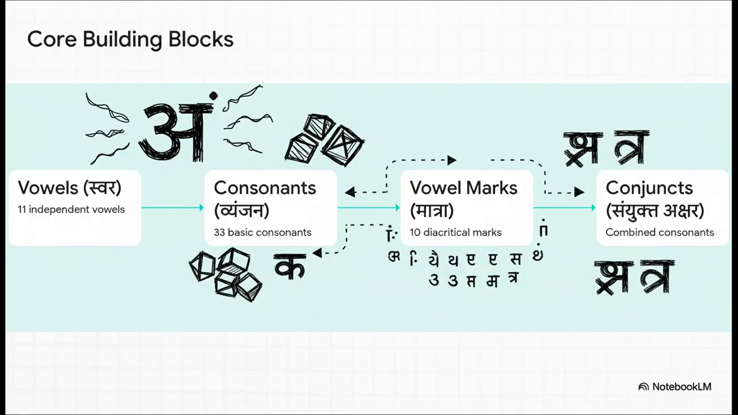Really, everything boils down to just these 4 building blocks. We've got our vowels and our consonants, simple enough. But then the real magic happens with these things called vowel marks, or matras, which literally just attach to the consonants to change their sound. And finally, you have conjuncts, which are just consonants smushed together. That's it. That is the entire framework. We're really just talking about 48 base characters that create about 100 or so visual patterns.